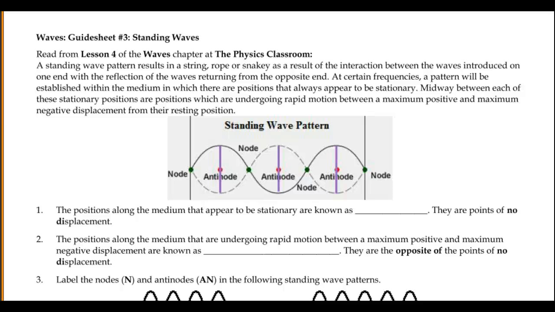Okay, welcome to Guidesheet 3. This is on standing waves. Standing waves are a pattern that results when the wave is being reflected back into itself. What happens is the one end is a fixed end. The reflection coming back will be inverted, and you'll get the standing wave pattern as you can see in front of us.